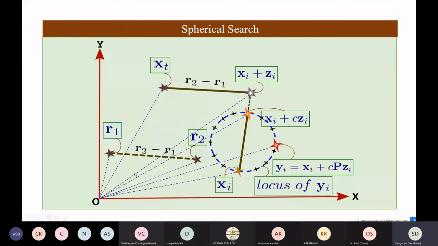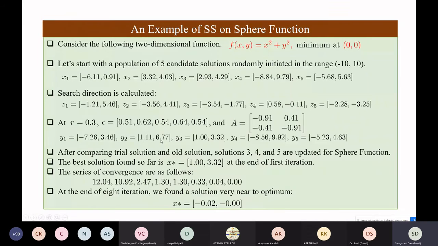Let's take an example, a hand tracing of the algorithm. Consider a two-dimensional function f of x comma y, which is x square plus y square. And the minimum is where? The minimum is at 0, 0. We can start with a population of 5 candidate solutions randomly initiated in the range minus 10 to 10. So these are the 5 candidate solutions, as you can see. And you see the solutions are not close to 0.